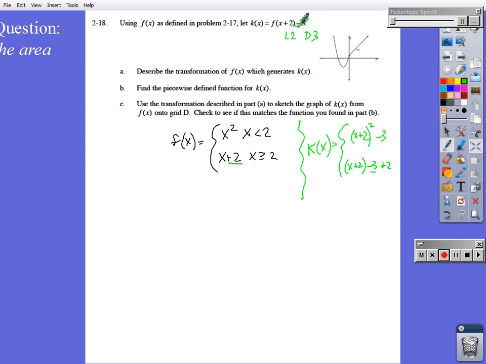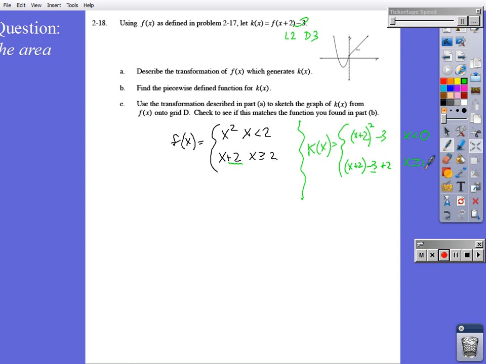Now, when we talk about how our domain has changed, we're talking about domain. Domain is a horizontal value. It's an x value. There's only one shift there that will change the domain, and that is the horizontal shift. Horizontal shift here is left 2. So if you're standing at 2 and you go left 2, you're going to end up at 0. Okay, if you're standing here and you move left 2, you're going to end up at 0.